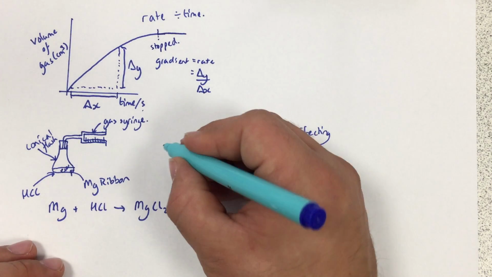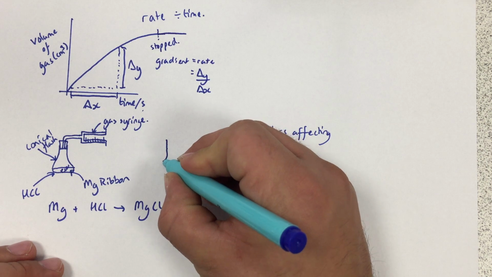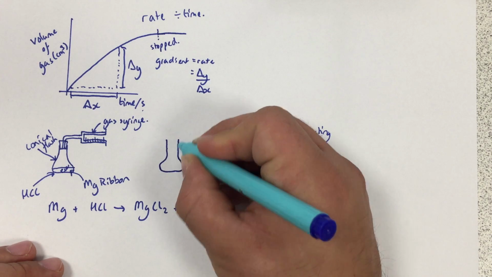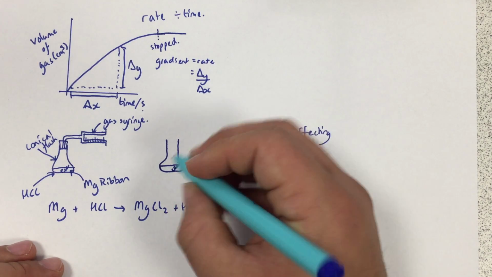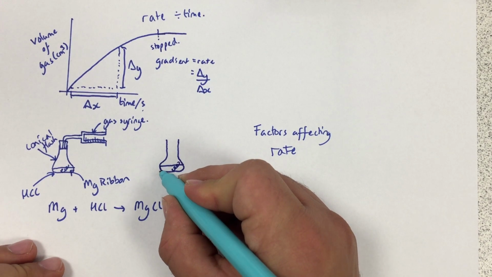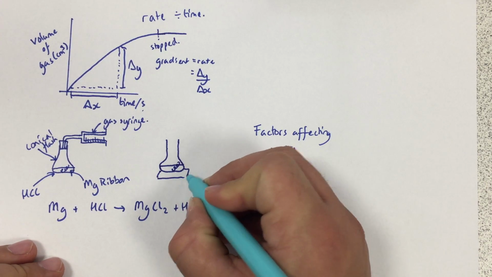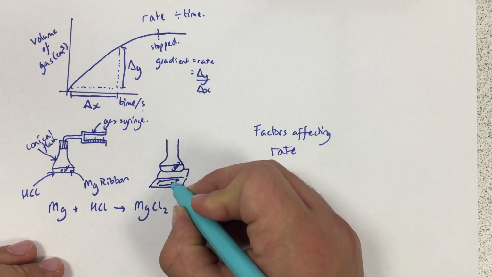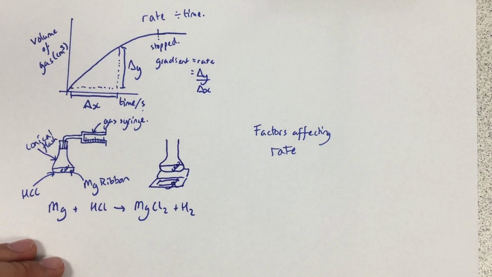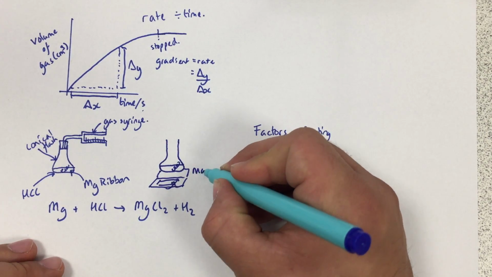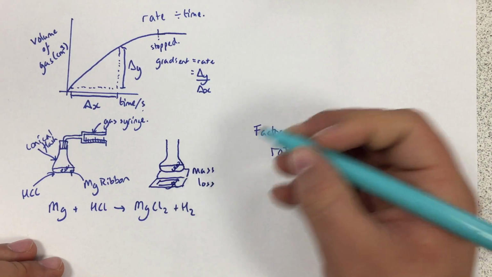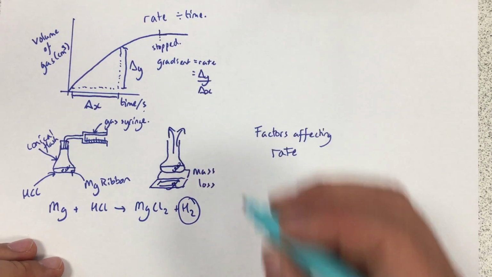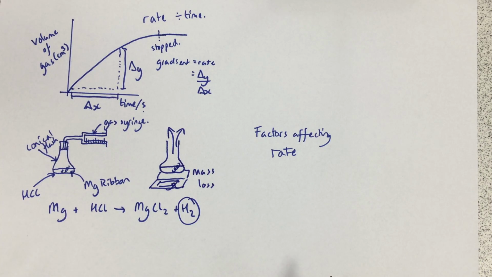Another alternative would be I could use a conical flask again, but this time I would be measuring the same reaction, magnesium ribbon and my hydrochloric acid, but I could instead put it on some scales. Then I could measure from the scales how many grams that is, and I would measure the mass loss in this reaction. The reason is because now the hydrogen, the gas, is free to escape. So as the gas escapes, the mass decreases.